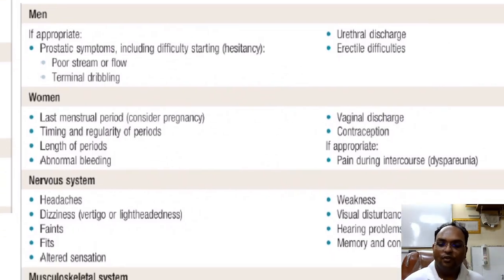In women, of course, you need to know the last menstrual period, the timing and regularity of periods, the number of pads used, whether clots are passed or not, any vaginal discharge, if yes, whether it's curdy, candidiasis, or it has a whiff, bacterial vaginosis, or there's a strawberry red vagina, trichomoniasis.